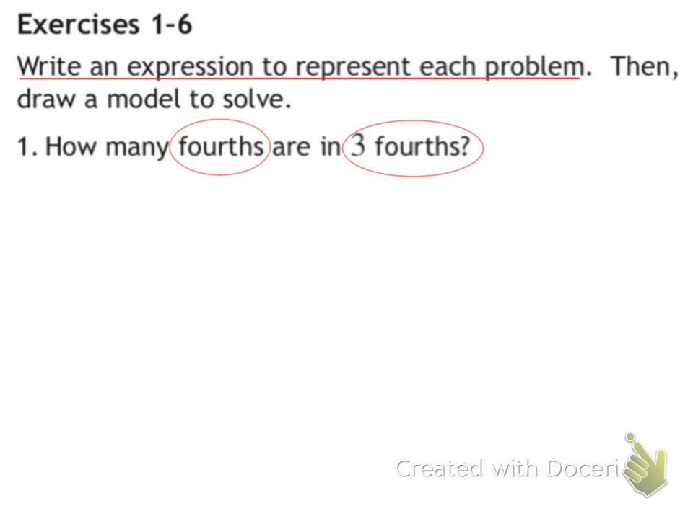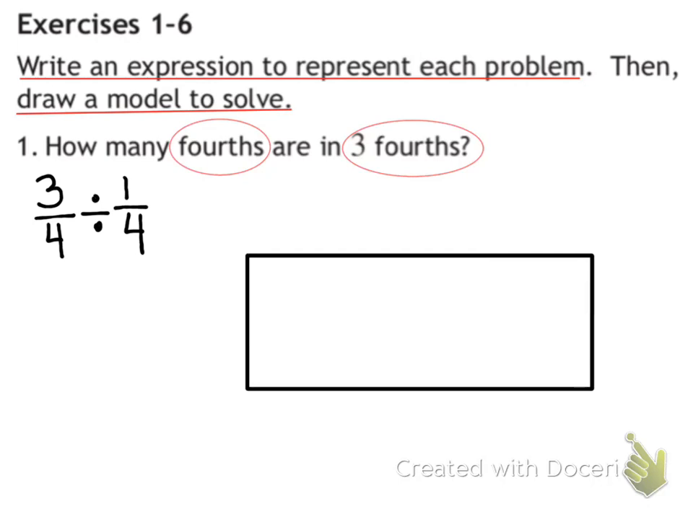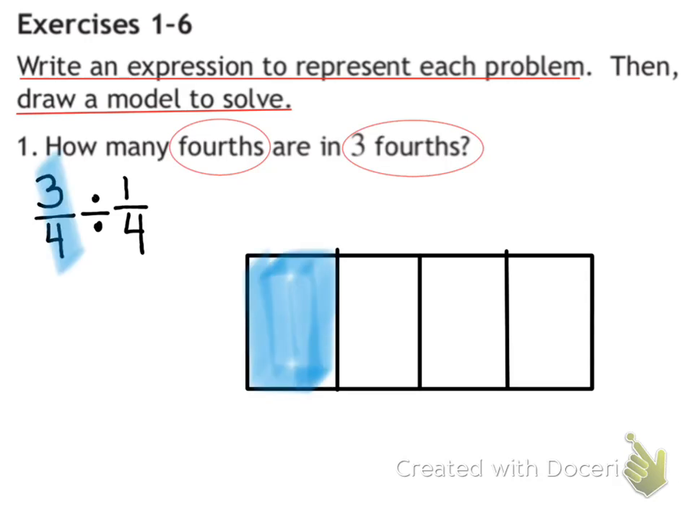First, let me set it up, right? Because I need to write an expression and then draw a model. So if I want to know how many fourths are in 3/4, I am dividing. I am doing 3/4 divided by 1/4. And just like in the previous problems, I'm going to start by drawing my tape diagram. And because it's out of fourths, I'm going to partition it into 4 equal parts. I need to shade in 3/4, so 1/4, 2/4, 3/4. I know that the value of each unit is 1/4.